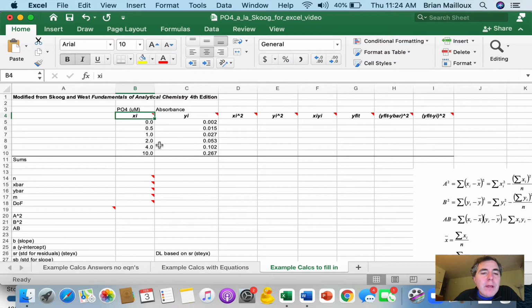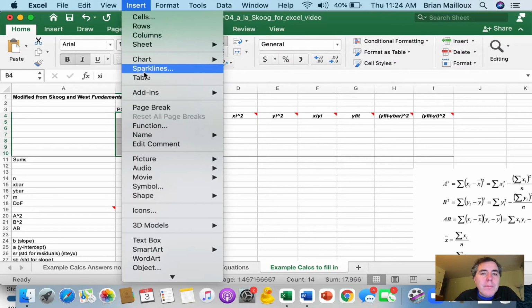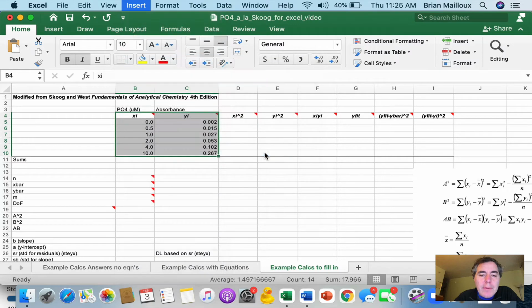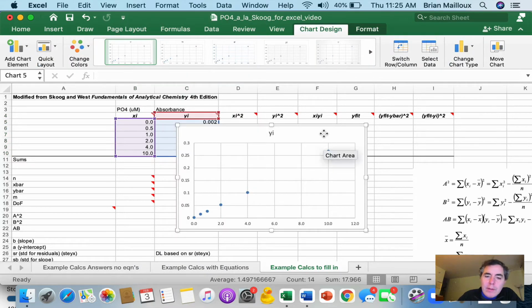The first thing I always do whenever I make a standard curve of phosphate and absorbance is make a graph of it. So I'd highlight these. I'm going to cheat here. I'd highlight them, go to insert chart, and insert a scatter. And boom, we have it. But that's not how we do it. So that's not what we make.